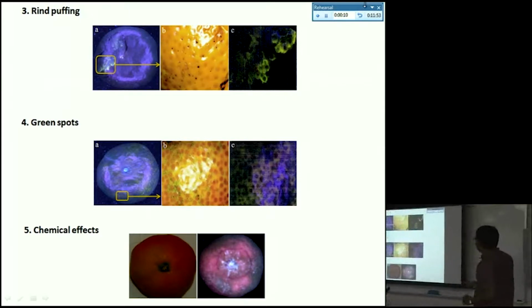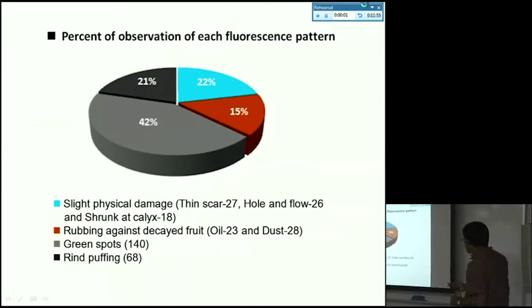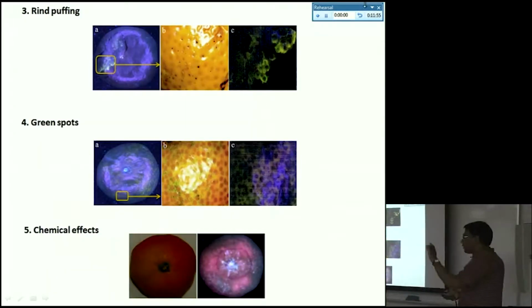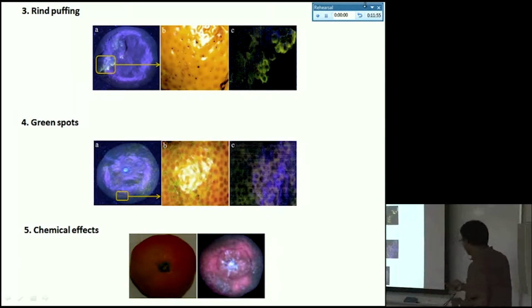Sometimes the floating skin or the excess space between peel and pulp may create some injury, small depressions on the peel, and we can see the fluorescence. And these green spots, this is the main problem in the fluorescence imaging systems so far. We observed that almost half of the samples had this type of fluorescence pattern.